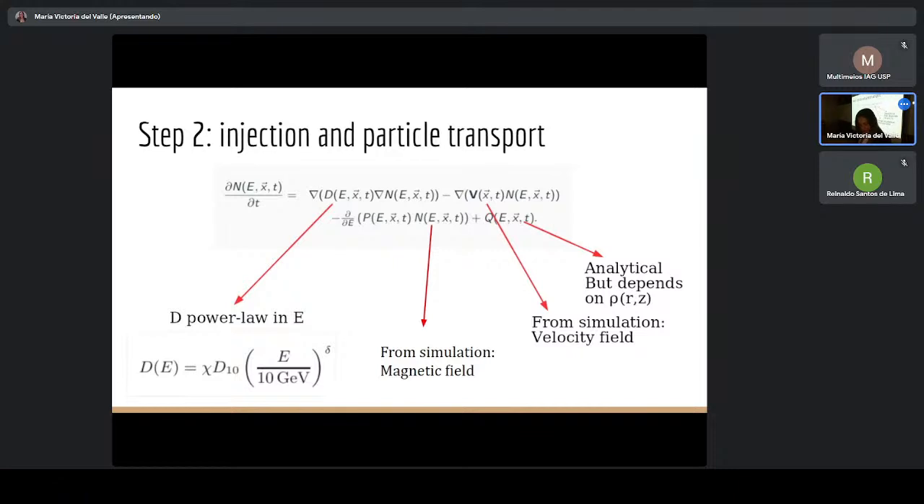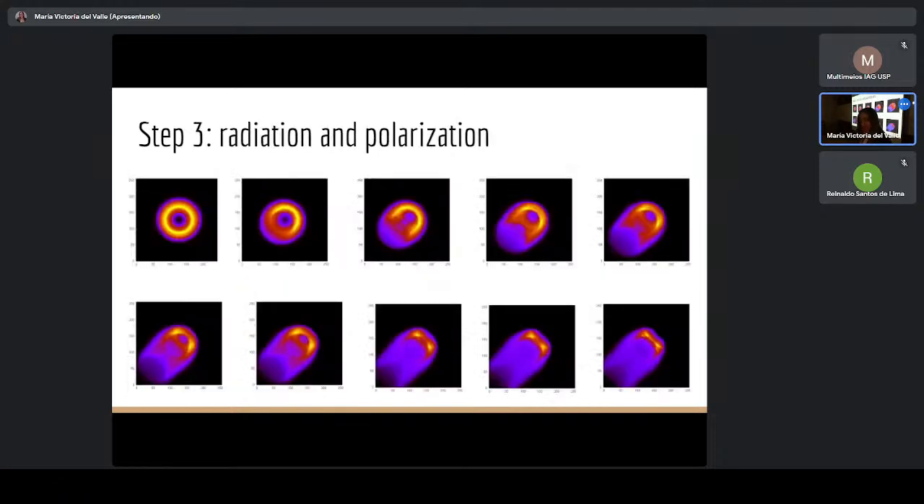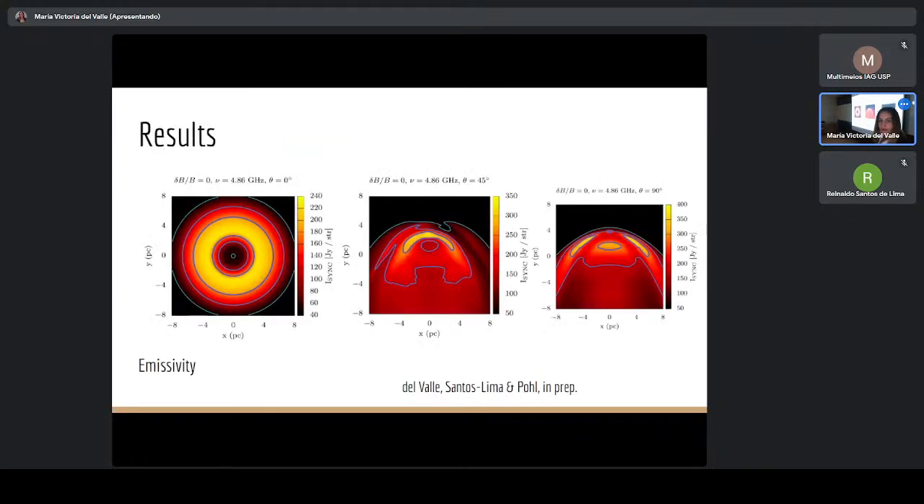Okay, so we solve this, and then we go to step 3, that is the computation of the radiation and polarization produced by the population of electrons that we calculated in step 2. Okay, so these are the results of the emissivity. This is synchrotron emissivity only.